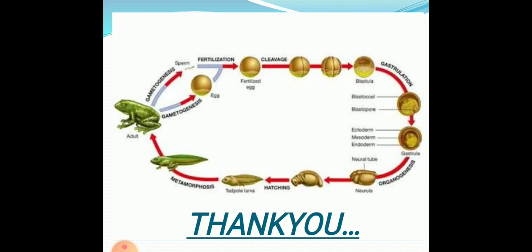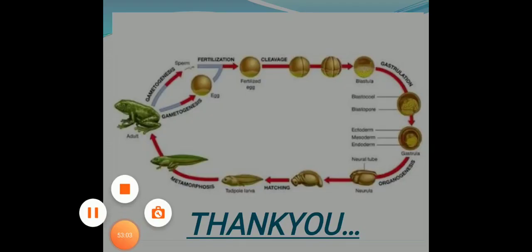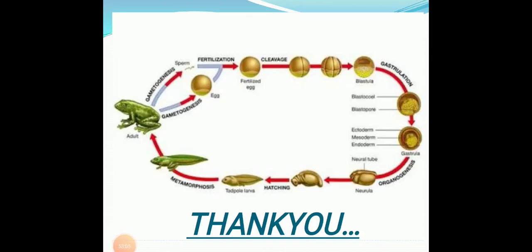Amphi means dual. The frog belongs to the class Amphibia and phylum Chordata. So amphibians means they lead a dual life. They live on land as well as in the water. So metamorphosis into adult. Okay, this is the development of frog. If you have any doubts you can ask me. Do you have any doubts? There are no doubts?